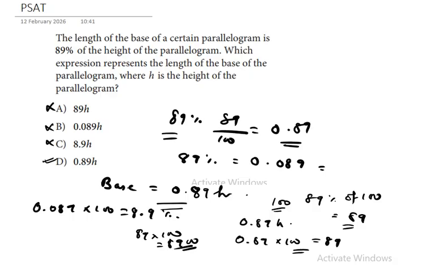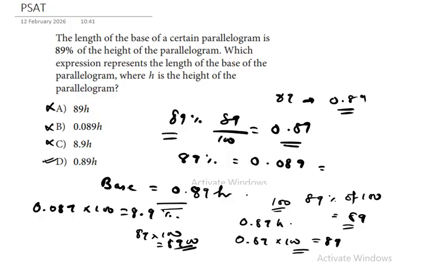Okay. So whenever you see a percentage of something, follow these steps. First, convert percentage to decimal. Second, multiply by the variable. And third, simplify. Never forget percent is divided by 100. Now if the percent has two digits, like 89%, move the decimal 2 places to the left, 89 to 0.89. Okay, that's it. Simple and fast.